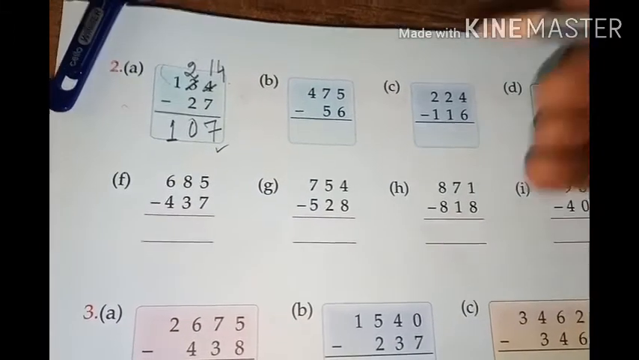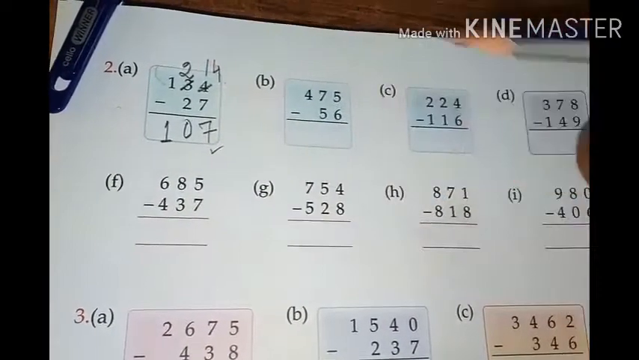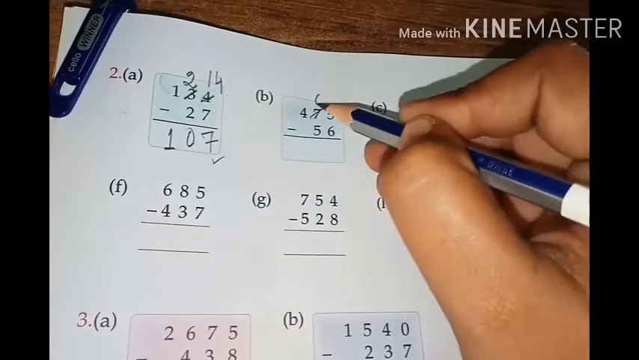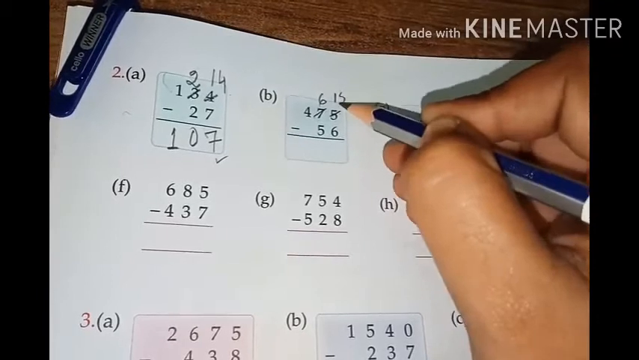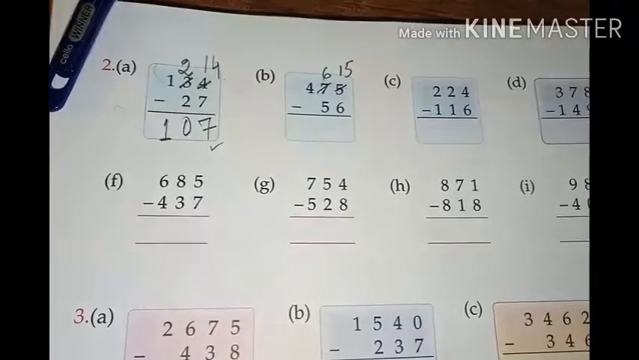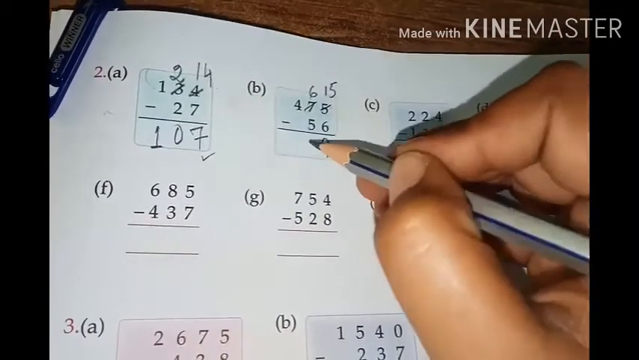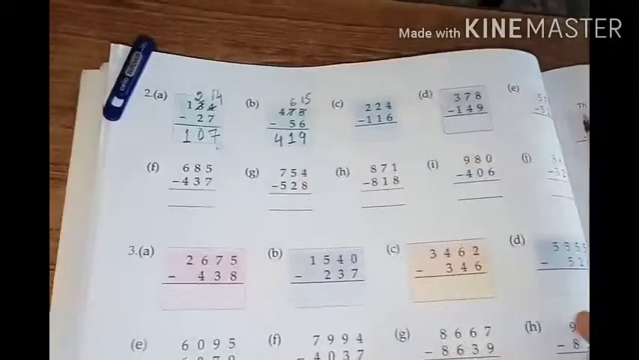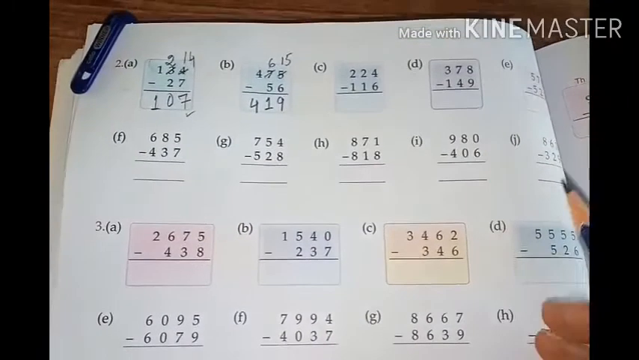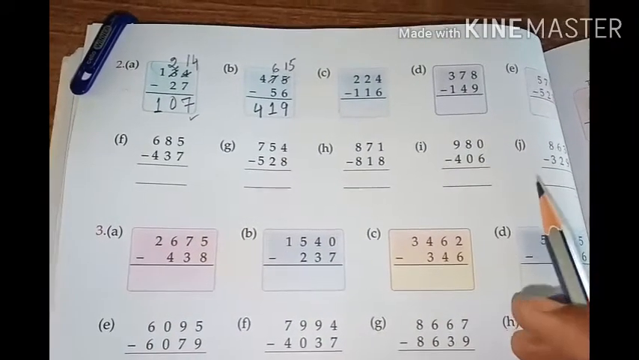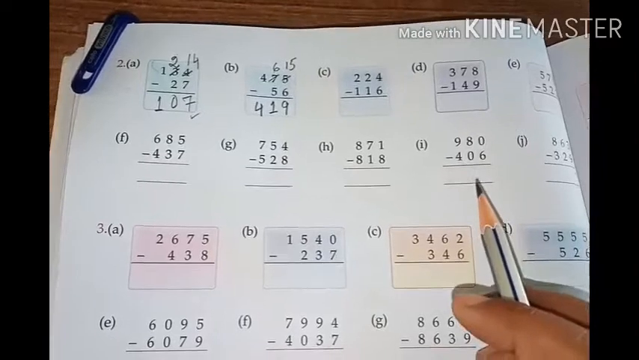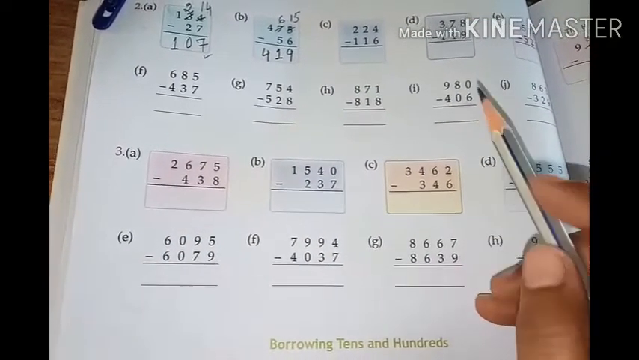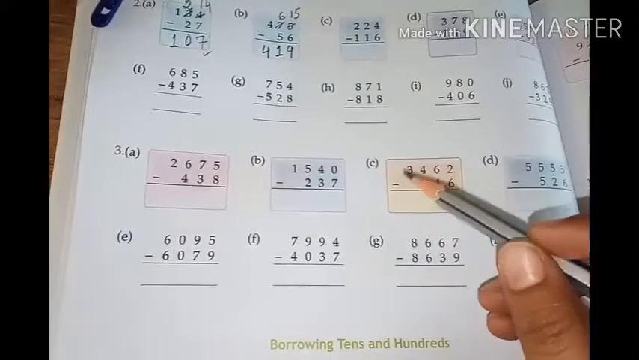Is it clear? Now let's do another question also. Second's B part. Ones place we have 5 and 6. Let's borrow the numbers. It will become 6 and this will be 15. 15 minus 6 is what? 9. Okay. 6 minus 5 is 1 and 4 will be as it is. In the same manner, you all can do all the parts of question number 2. Any doubts if you face in question number 2, you all can ask in the Zoom meeting. Okay. I am again and again saying this. Beta, whatever doubts you face, just mark it and then ask me in the Zoom meeting.